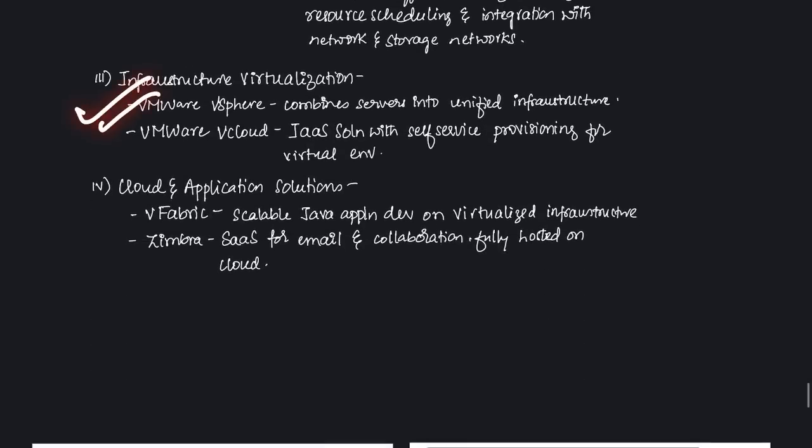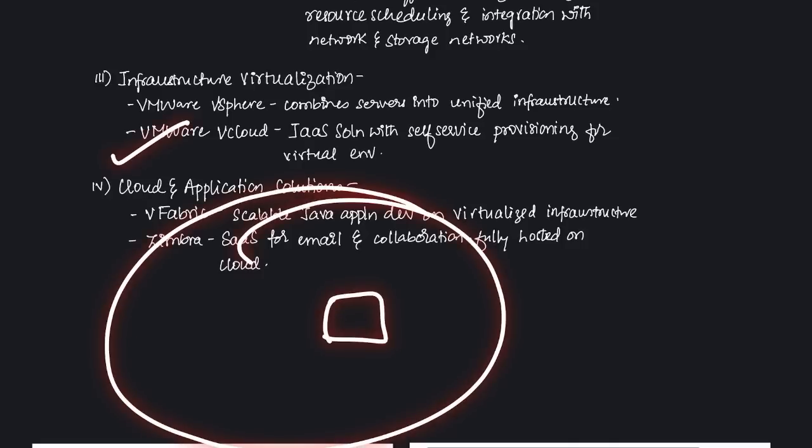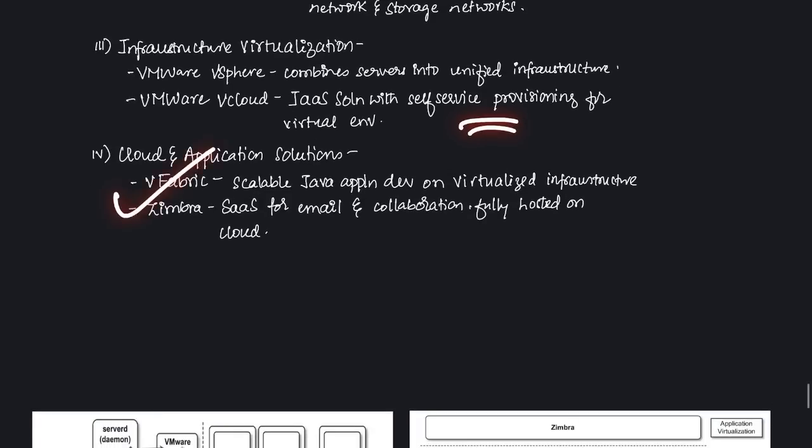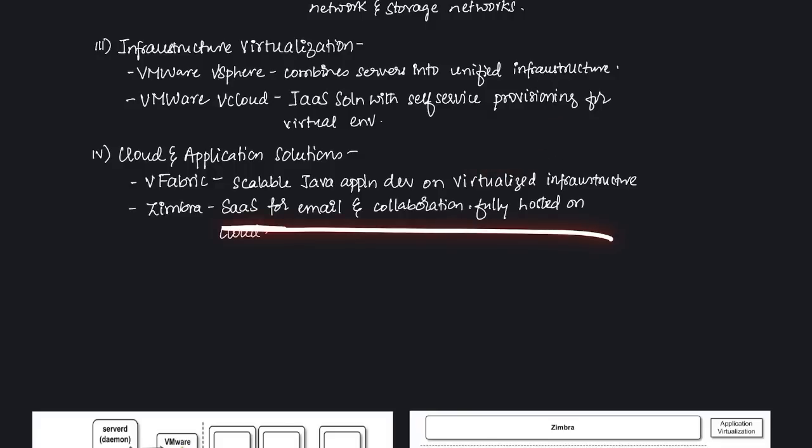Then we have infrastructure virtualization. We have VMware vSphere here. VMware vSphere will combine the virtualized servers into a unified infrastructure. Then we have VMware Cloud, which is an infrastructure as a service solution with self-service provisioning for virtualized environments. Then we have cloud and application solutions, for example vFabric and Zimbra. vFabric is for scalable Java application development on the virtualized infrastructure. Coming to the other one, Zimbra is a software as a service solution for email and collaboration, which is fully hosted on the cloud.